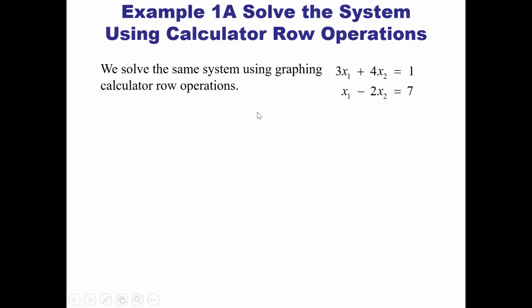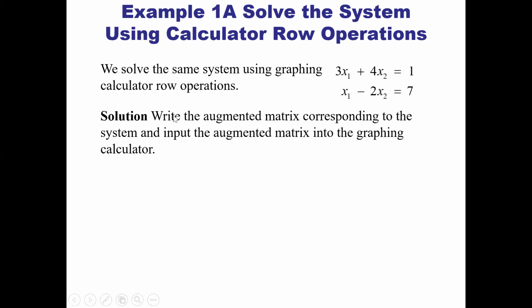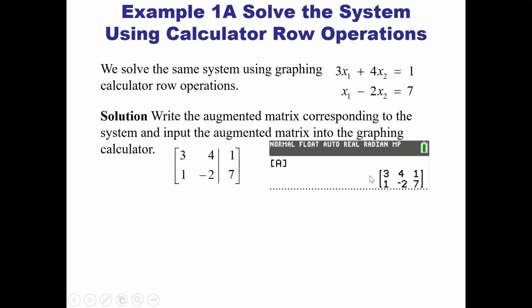All right, so now they're going to kind of tell you how to use your calculator to do the same operations. And so we have to write it into augmented form. Then we're going to type that into our calculator. And so we're going to have a 2 by 3 matrix. And so that is kind of like what I did. Brought up A and hit enter, and that shows this.